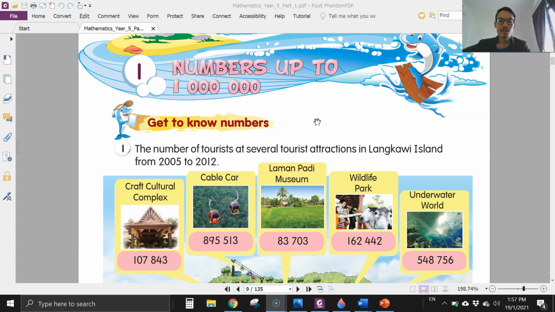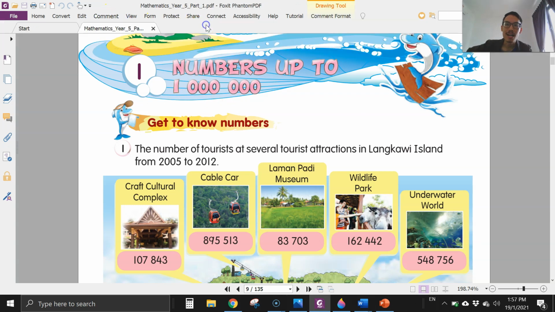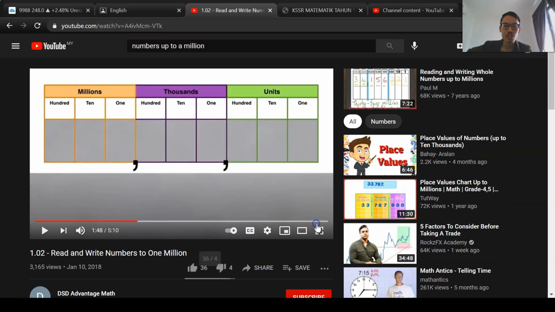Okay, for the first topic of this year, we'll be learning about numbers up to a million. This is a million. How many zeros are there in a million? 3 plus 3 is 6. In a million, there are 6 zeros, okay? 6 kosong dalam 1 juta. So we'll learn about numbers up to a million. Okay, let's watch this video first.